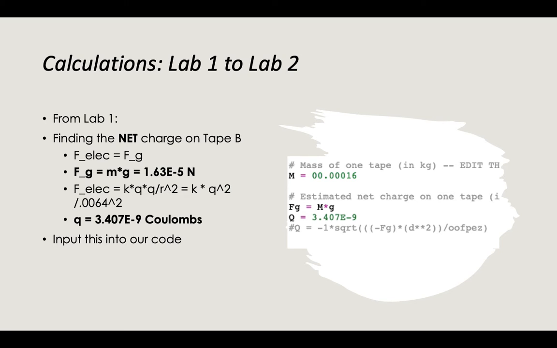Going from Lab 1 to Lab 2, we will use the same calculations where we found the net charge on tape V by setting equal the electric force and gravitational force since it is in equilibrium. We also do this to find the charge of the tape when comparing it to a point charge. Using this charge, we are able to input it into our Lab 2 code, which finds the charge of the tape as a line of charges.